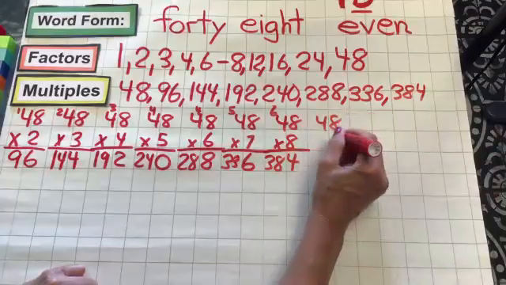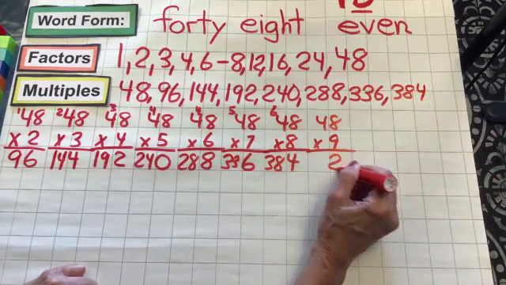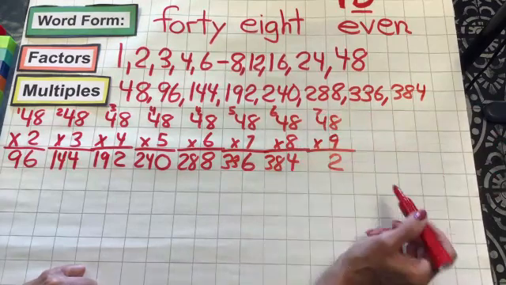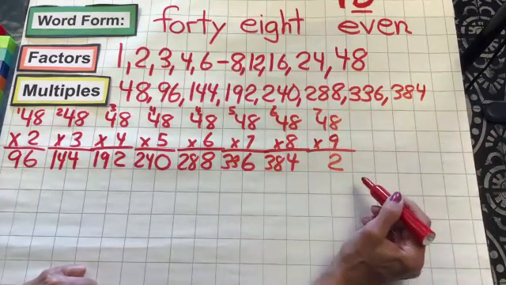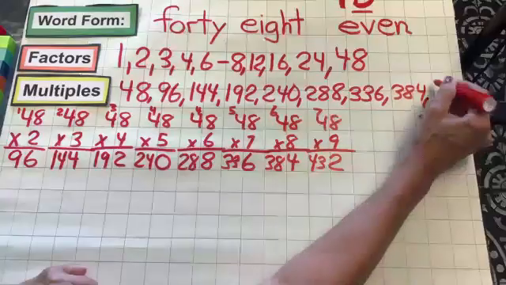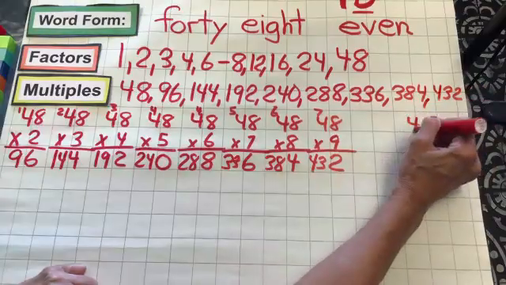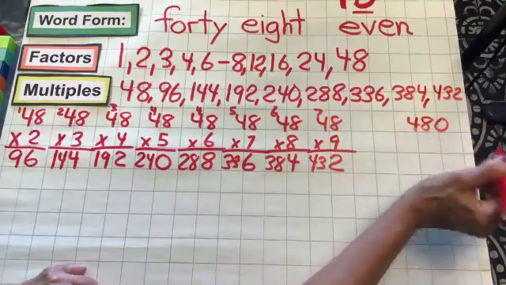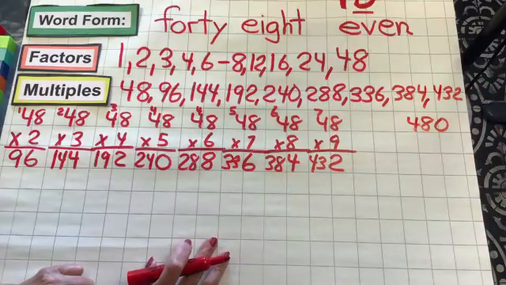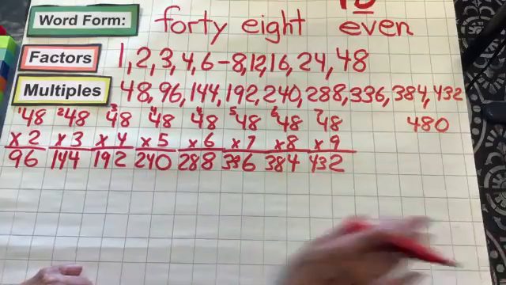And 9 48s. 9 times 8 is 72. Drop the 2, carry the 7. 9 times 4 is 36, plus 7 is 43. That would be 432. And then 10 times any number is that number with a 0. So there we have our 10 multiples of 48 for today and our wonderful practice set multiplication.